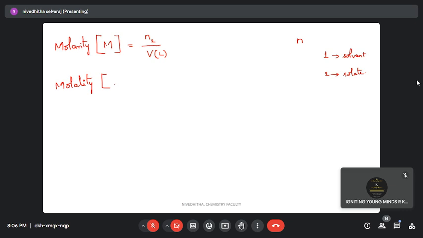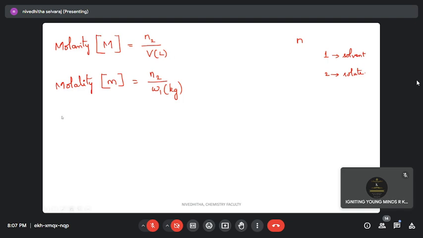Molality is small m, which is equal to... Do you know the formula of molality? Yes, please tell me. Number of moles of solute by mass of the solvent in kilogram. Number of moles of solute divided by weight of the solvent in kilogram. That's it. Here I've written W, which represents weight, and in the subscript I've written 1, which represents weight of the solvent. Here weight should be expressed in kilograms, and in molarity, volume has to be expressed in liters.